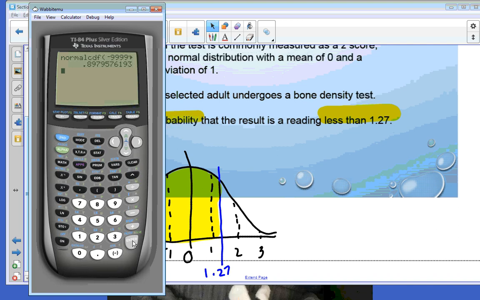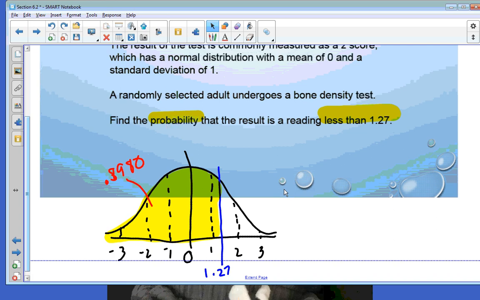And I get 0.89795, which of course would be rounded to 0.8980. So the probability of selecting a person who has a bone density reading from the test less than 1.27 is 89.8% or almost 90%.